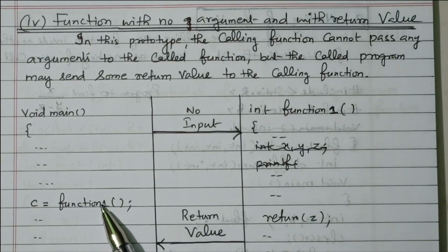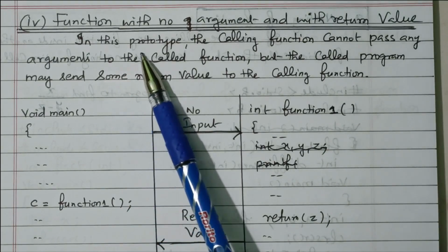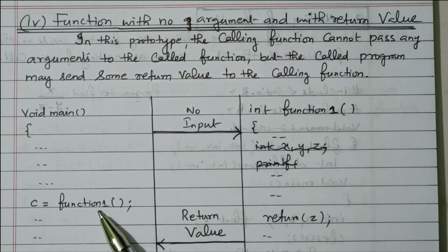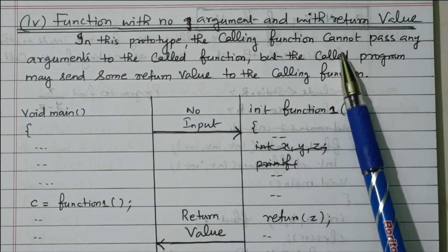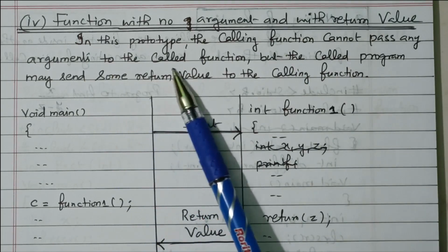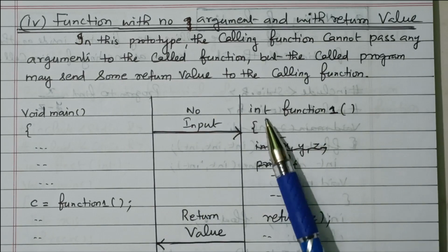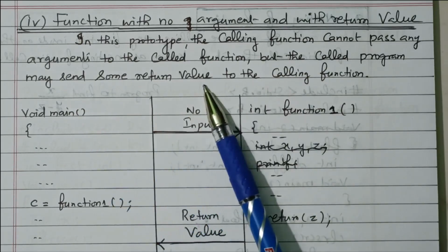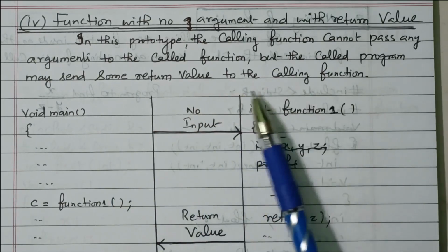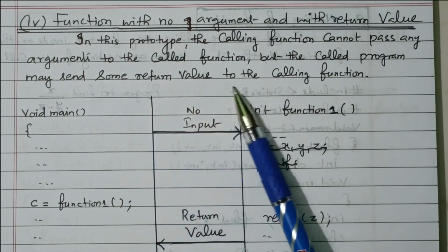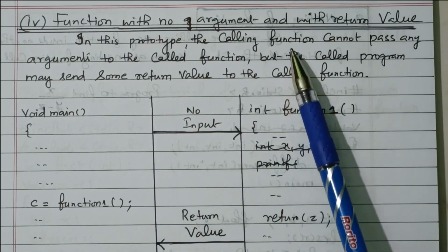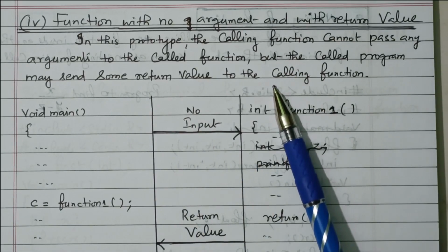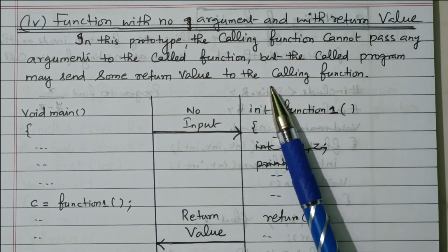The other category has separate videos available. So in this prototype, the calling function means the function available in the main program. This is the calling function; it cannot pass any argument to the called function. This is the called function definition. But the called program may send a return value to the calling function. Not some return values, only one return value. So we are not passing any argument, but the function will return the value. So this is the fourth category.